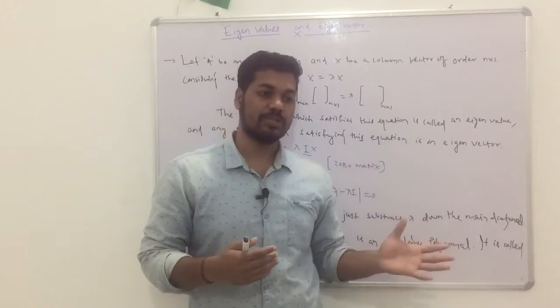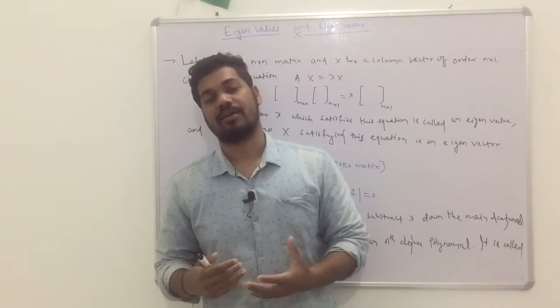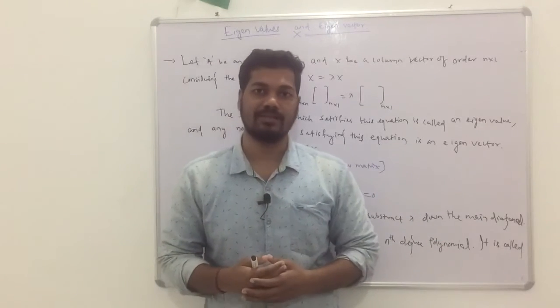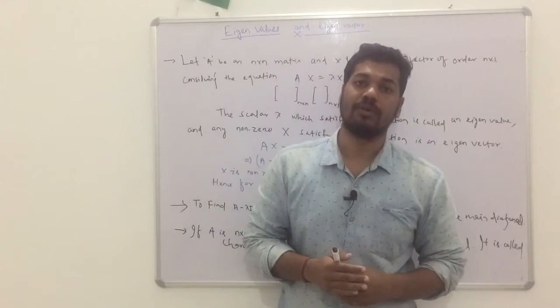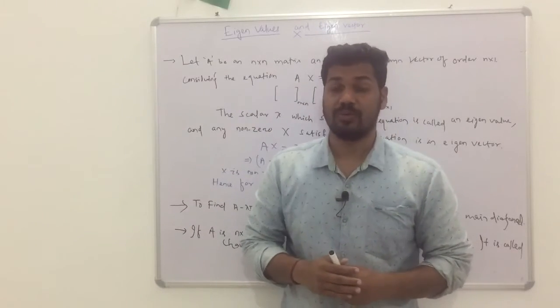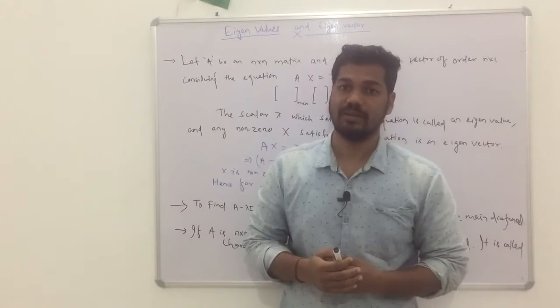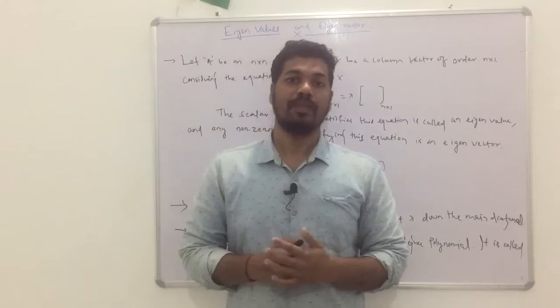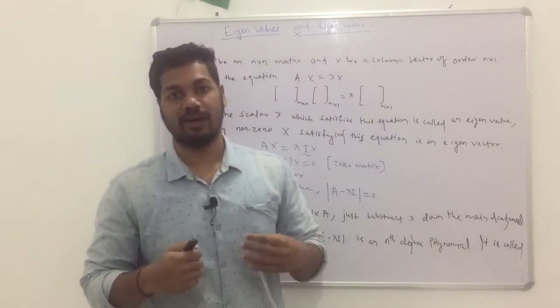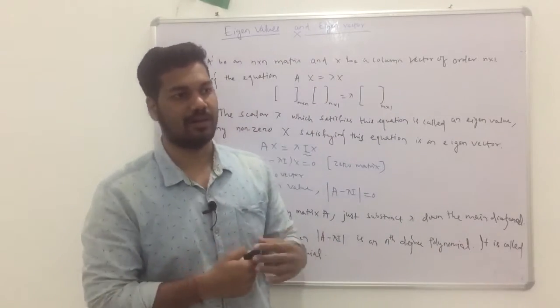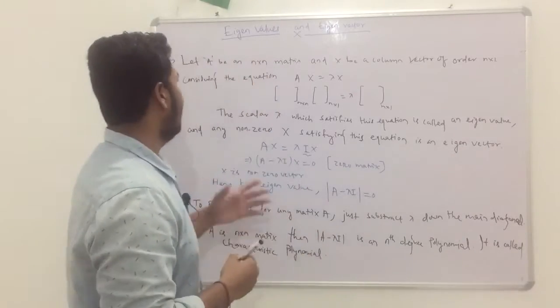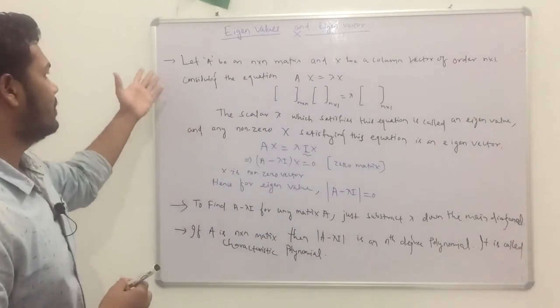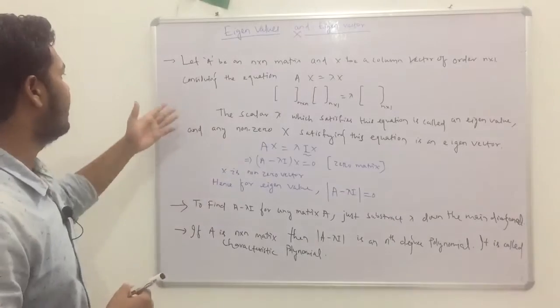It also helps to find the characteristic polynomial of a matrix, and it helps to diagonalize a matrix, which is later on very important for physics students basically. Okay, so let's see how to find the eigenvalue and eigenvector of a matrix. So let's see these concepts.